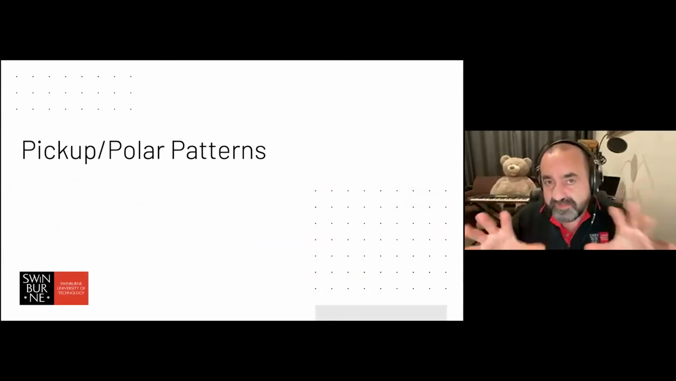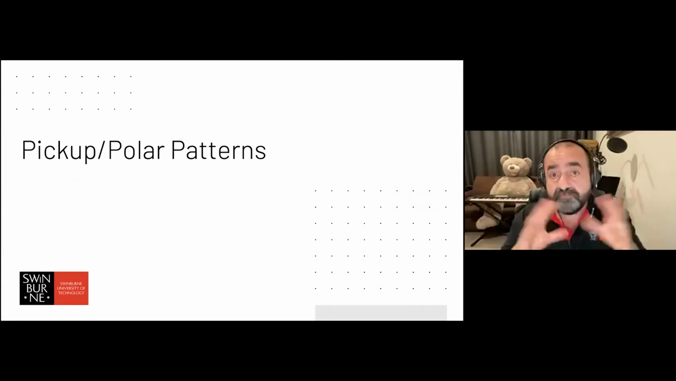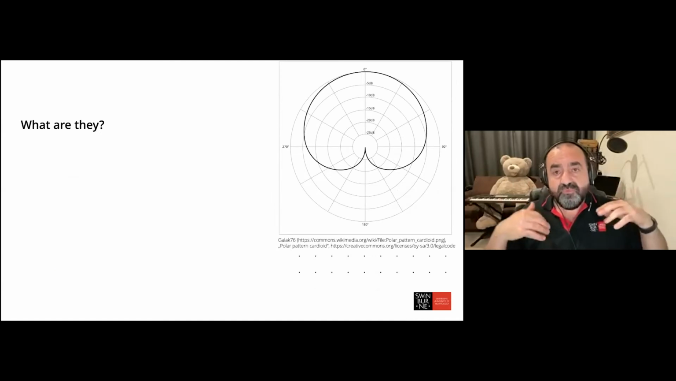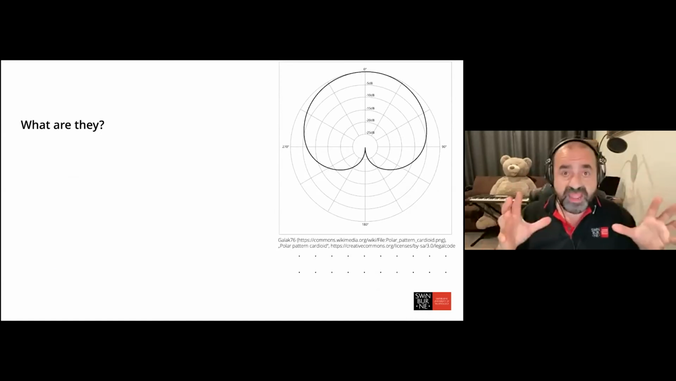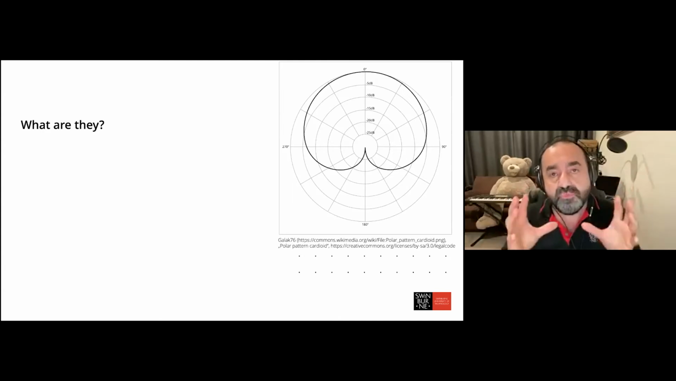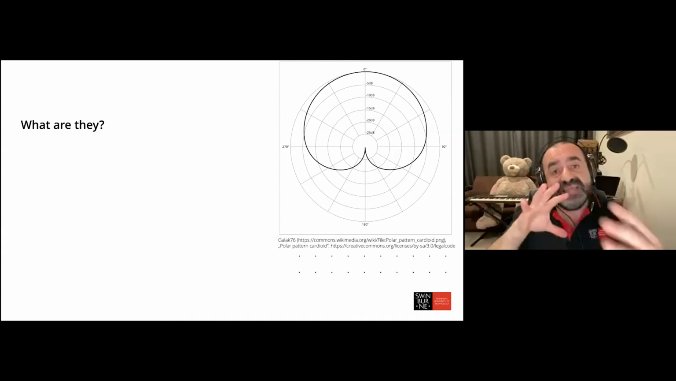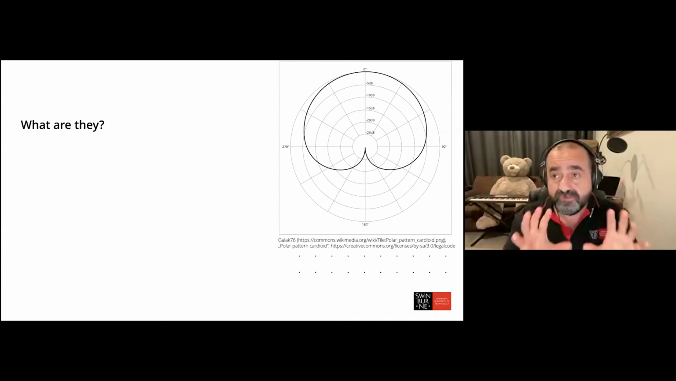So now that we've spoken about those different types of microphones, let's talk a bit about polar patterns or pickup patterns, and what are they? When we talk about a pickup pattern or a polar pattern, we're talking about the way in which the microphone gets its sound and the intensity with which it can pick up sound around the microphone head.